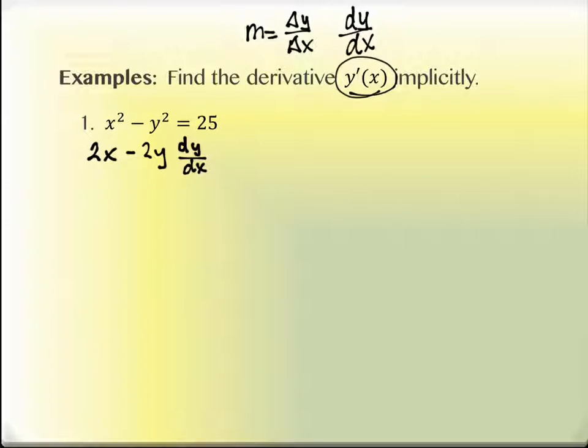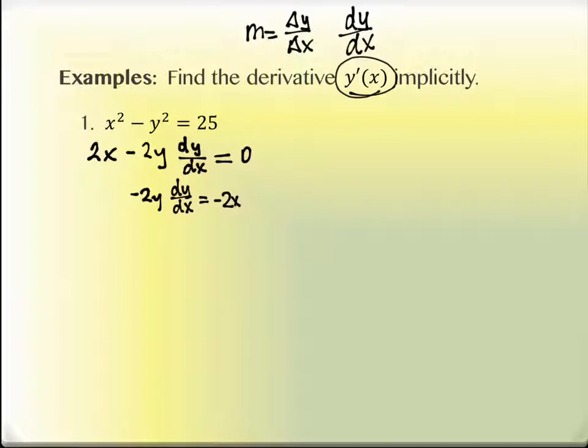All right, let's finish this guy up. What's the derivative of 25? 0. Okay, and to solve this equation, we actually get dy/dx by itself. So we are, in the end, going to solve for something. We're not going to do it at the beginning. So the first thing I can do is move my 2x. So this is negative 2y dy/dx equals negative 2x.